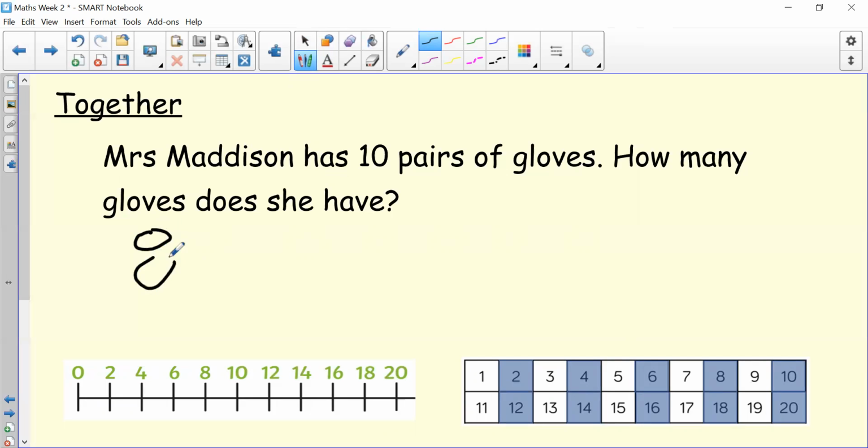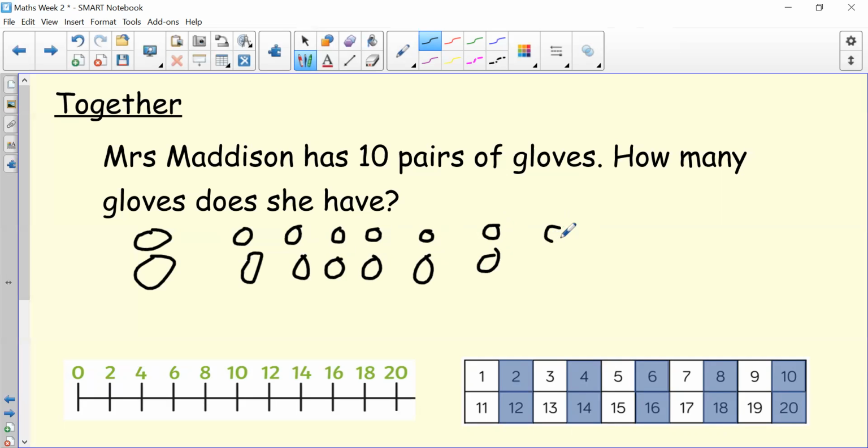So there's 1 pair, 2 pairs, 3 pairs, 4 pairs, 5 pairs, 6 pairs, 7 pairs, 8 pairs, 9 pairs of gloves, and 10 pairs of gloves. There's 1 pair, 2, 3, 4, 5, 6, 7, 8, 9, 10 pairs, so 10 groups of 2. And now we can count in twos to see how many gloves she has.